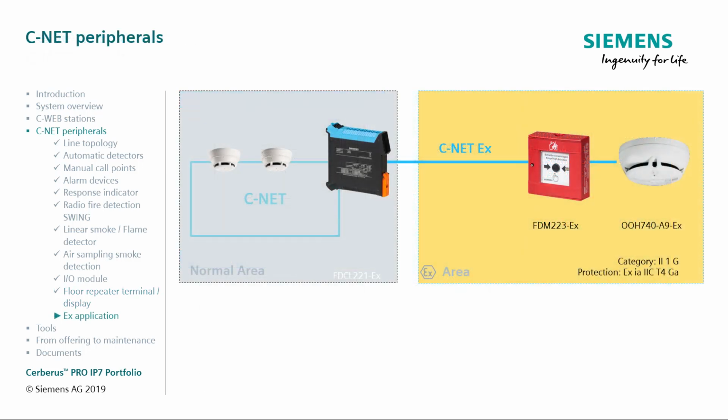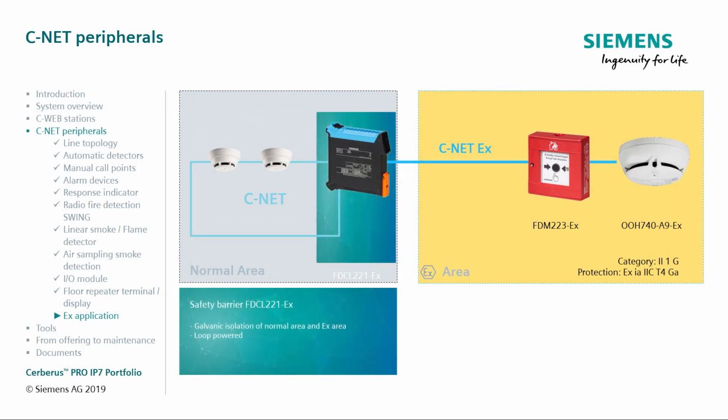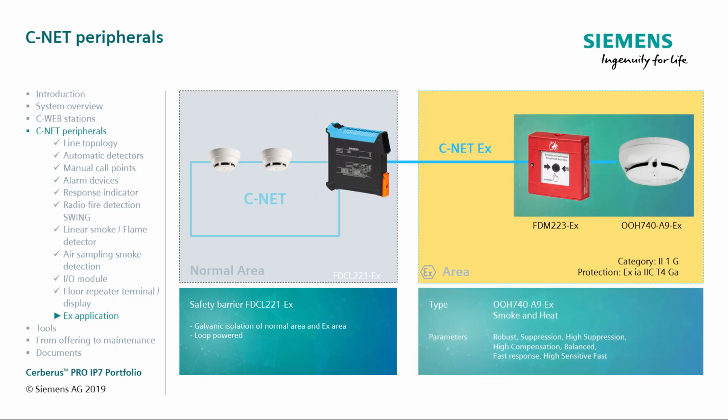EX applications. The safety barrier divides the normal area from the potentially explosive area. The device is loop-powered and functions as galvanic isolation. In the EX area, we provide a manual call point and a point type detector with ASA technology. All devices in the EX area are addressable, and they are connected to the CNET EX stub line.